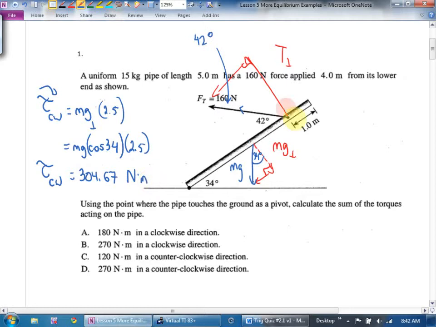Let's do counterclockwise torques. I'll do that over here. So the torques counterclockwise, which is in that direction, I'm pretty sure that's tension perpendicular times how far is it from the pivot? You have to do a bit of arithmetic. Brennan? Yeah, 4.